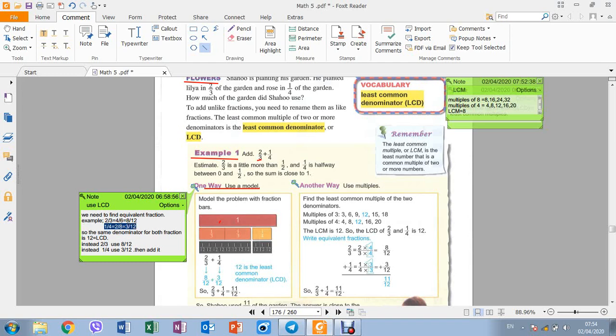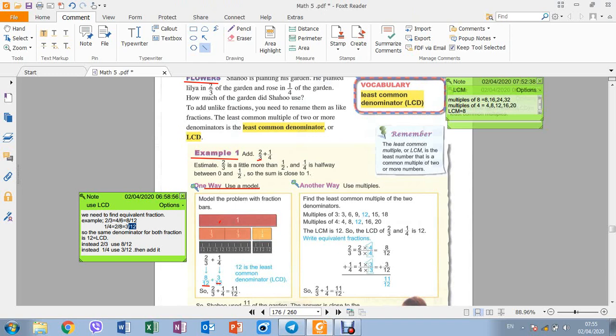Which ones have the same denominator? The first fraction and the second both have denominator 12: 8/12 and 3/12. So instead of 2/3 we use 8/12, because it is equivalent, and instead of 1/4 we use 3/12. Now both denominators are the same, 12, so we add.